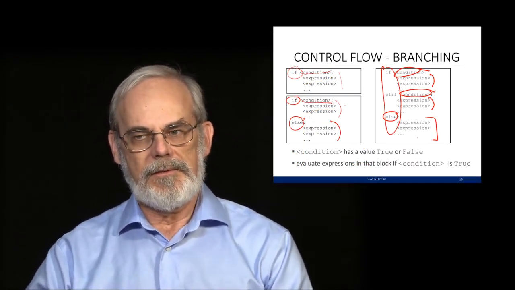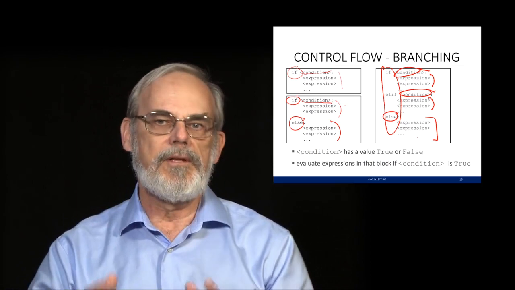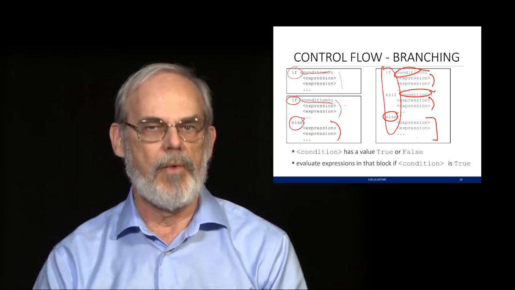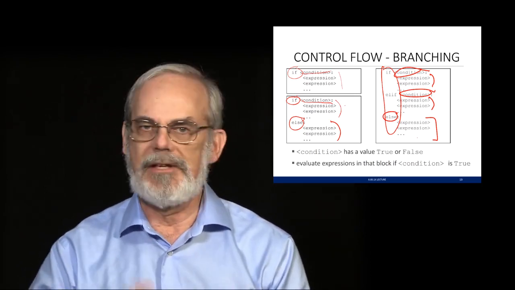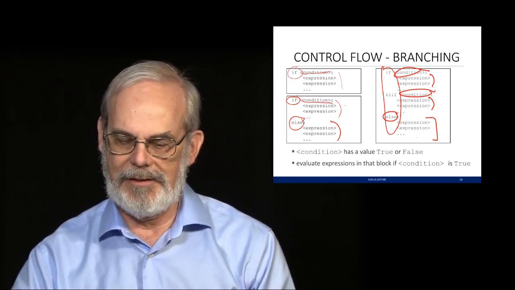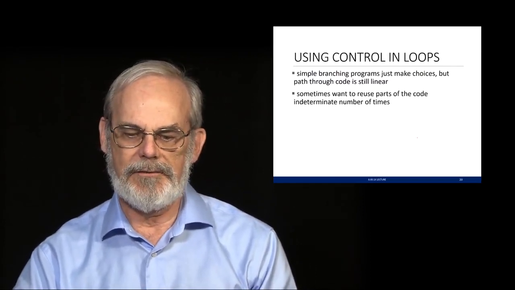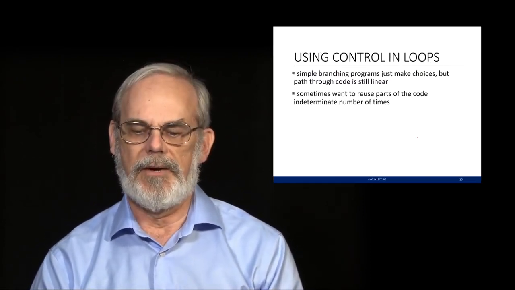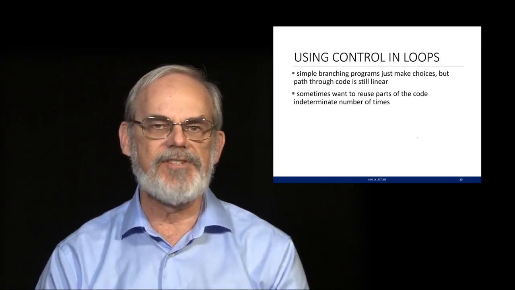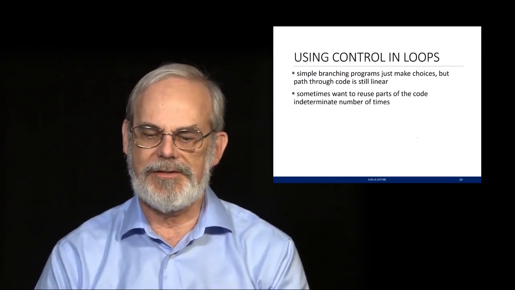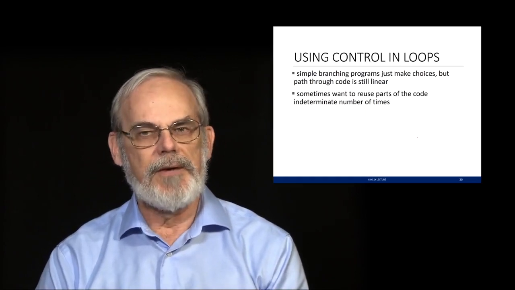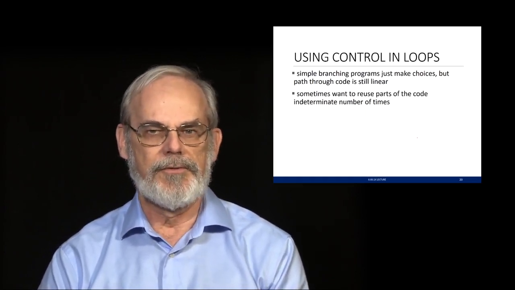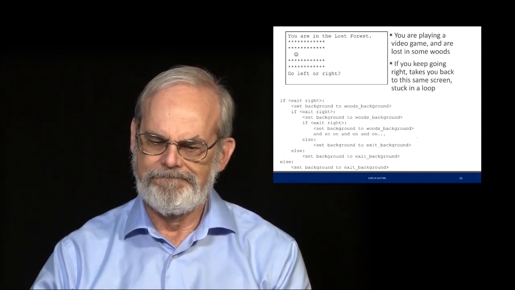With that, though, I'm still stuck with things that can only flow through code once. I can take different branches to get there, but I can't go back and do something again. And let's think about where that might actually not help the way I'd like. As I said, simple branching programs just make choices. Sometimes, though, I might want to do something over and over and over again. How would I do that?